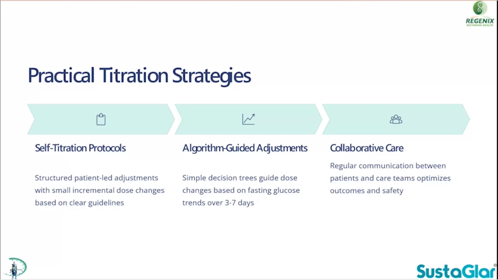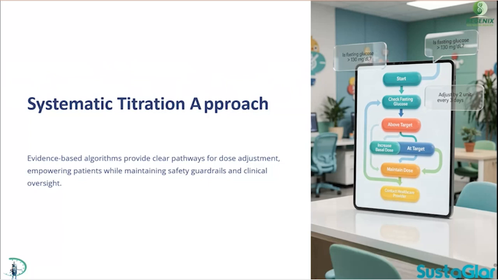So, structured patient-led adjustment with a small incremental dose, like 10 to 15% of the insulin dose, or even 2 to 4 units of insulin, based on clear guidelines, can be given. So the algorithm-guided adjustment: every 3 to 7 days, based on the FPG values, you can have a simple decision of dose change. Regular communication between the patients and care teams is important, which optimizes the outcomes and safety. So the systematic titration approach, the evidence-based algorithms, provides clear pathways for dose adjustment, empowering patients while maintaining safety guardrails and clinical outcomes. For example, on the right side, the picture is given.